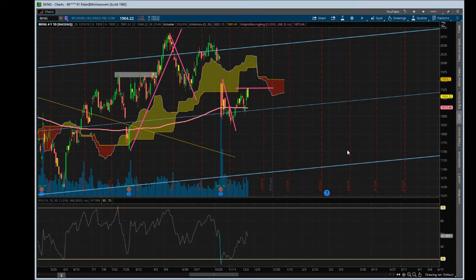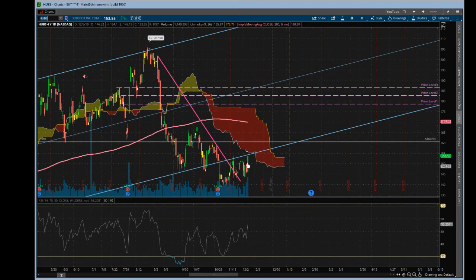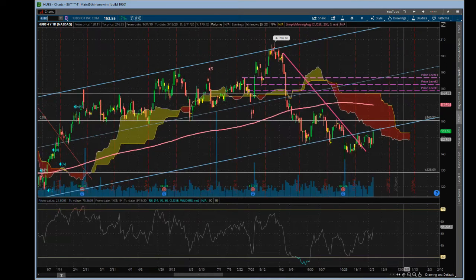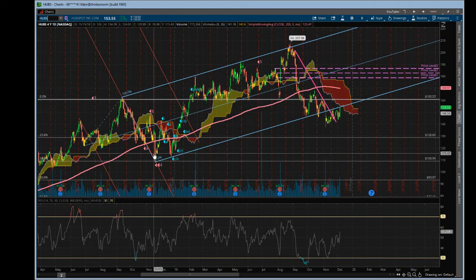Good. Appreciate it. Sean, what's going on? Hubs. Let's take a look. HUBS. Okay, bullish candle today. Increasing volume. I like it. You can see we have a big pitchfork on this guy, right? From this pivot to this pivot to this pivot.